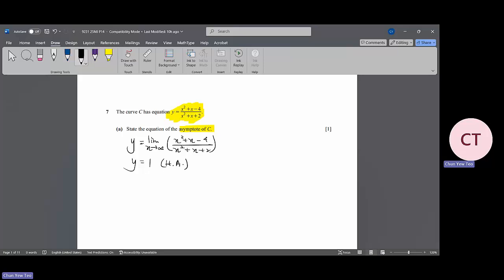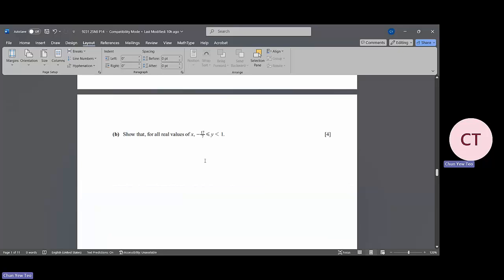Then x squared plus x plus 2 equal to 0 has no real root. So that means there is no vertical asymptote. This is the answer for number 7A.